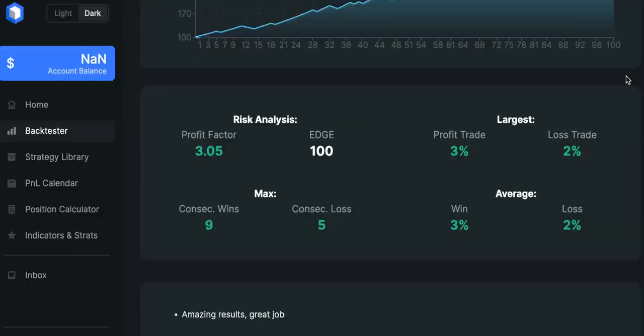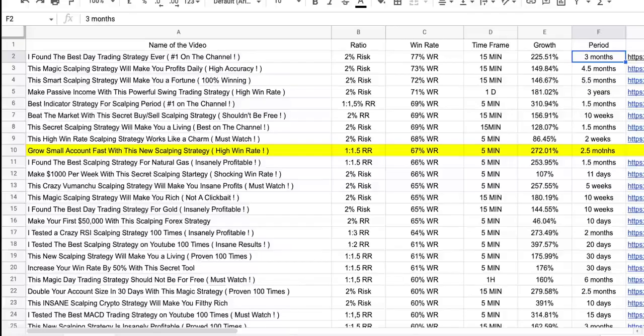We see the equity curve is fairly consistent and we didn't have any significant drawdowns. The profit factor for this strategy is 3.05 and we had 9 consecutive wins against 5 consecutive losses. We see in terms of win rate, this strategy is in my top 10, and in terms of account growth, the results are pretty amazing as well. So I highly recommend this strategy. Go ahead and backtest it and forward test it on different markets and different time frames as well.